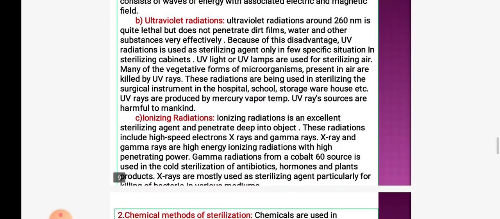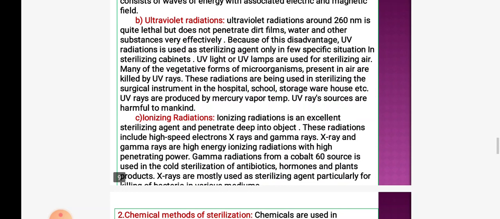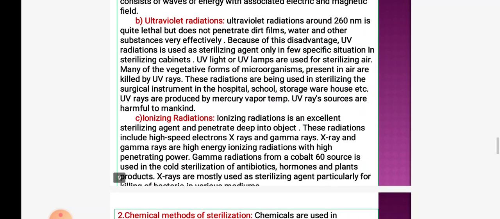Then ionizing radiations are used for sterilization. These radiations include high-speed electrons, X-rays, gamma rays. X-rays and gamma rays are high-energy ionizing radiations with high penetrating power. Gamma radiation from a cobalt-60 source is used in cold sterilization of antibiotics, hormones and plant products. X-rays are used to kill the bacteria in various mediums.